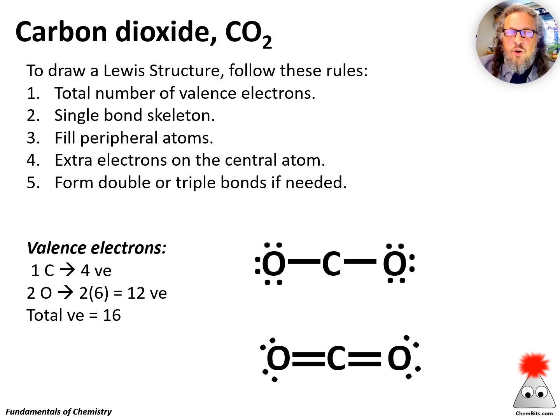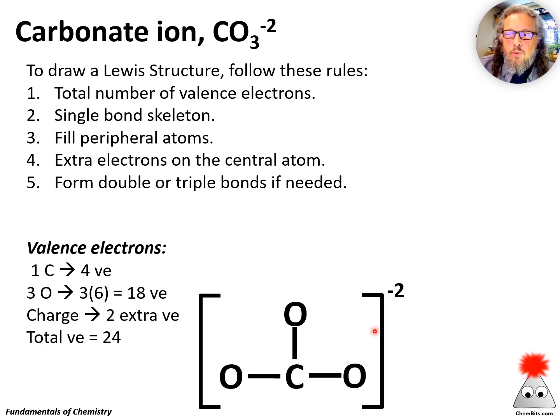All right, let's go even farther. What about a carbonate ion? Now we're not dealing with a neutral molecule. Now we're dealing with one of those polyatomic ions. So count up the valence electrons. 1 carbon has 4 valence electrons. 3 oxygens each have 6, so that's 18.